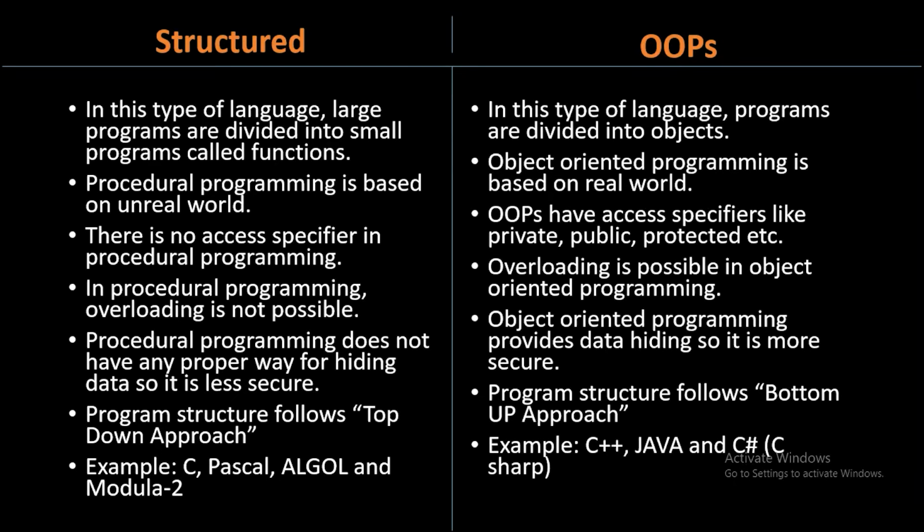In structured programming, it follows the top-down approach, whereas OOPS follows the bottom-up approach. If you talk about some examples of structured programming languages, then C, Pascal, ALGOL, and Modula-2 are the best examples. And if you talk about OOPS, then we have C++, Java, C#.